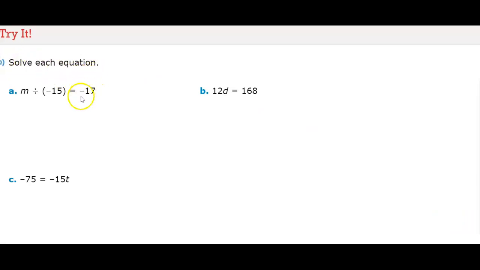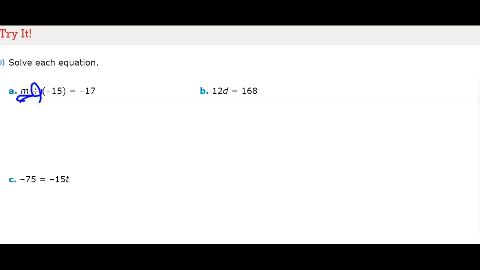Solve each equation. I'm just going to solve one of them, and then I'm going to have you do the other. So we'll do A together. A is m divided by negative 15 equals negative 17. We have to get the m by itself, so the only way to do that is to do the inverse of the division, which is multiplication. So we're going to multiply by negative 15 on both sides.